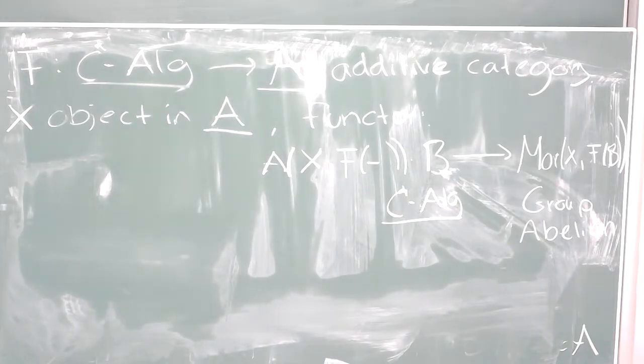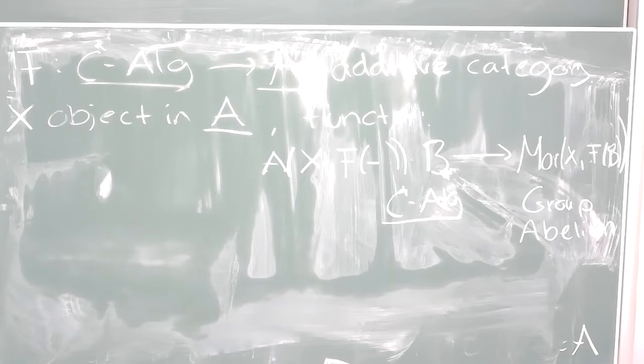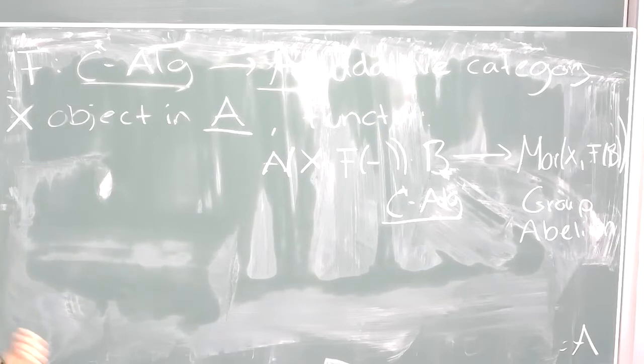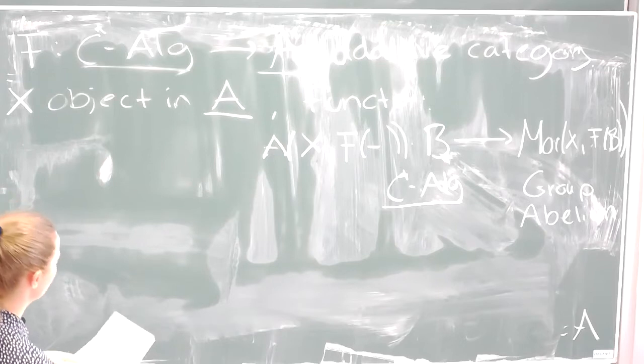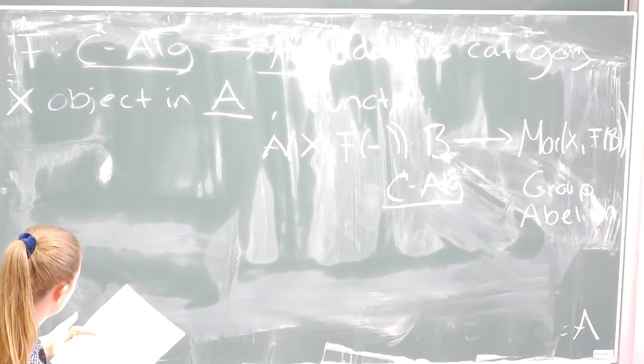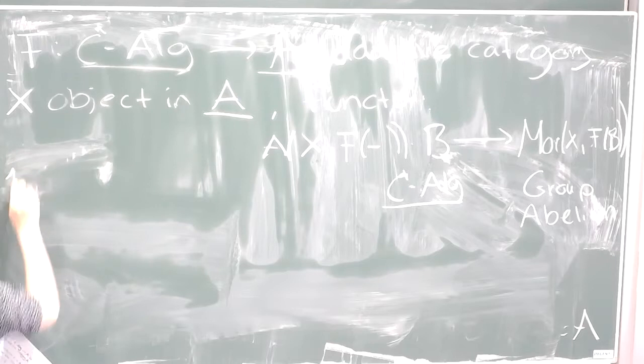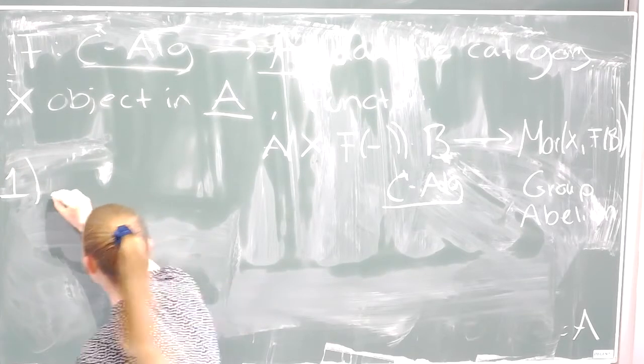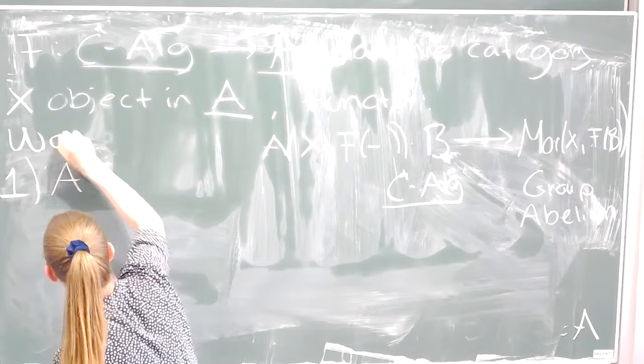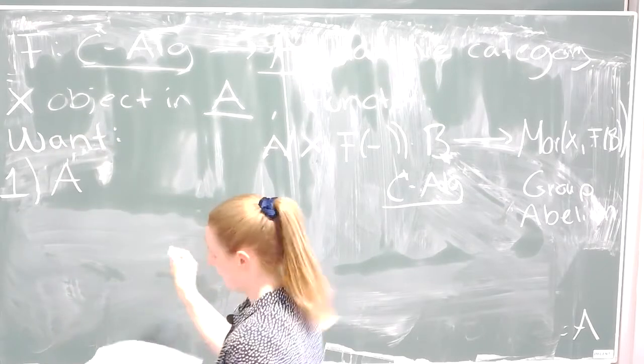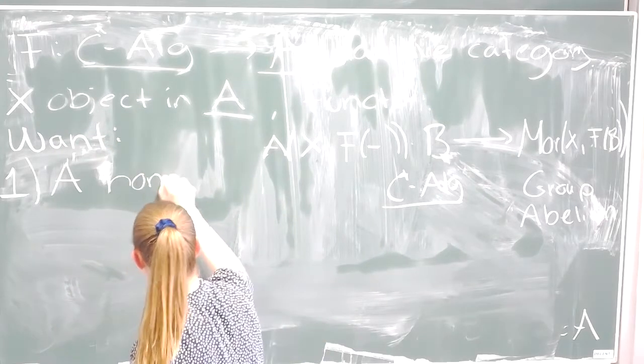Okay. And now we want this functor here to satisfy some conditions, which will turn out to be the conditions we need for this C to be a universal functor. But first note that the first condition is that we want A to be a homotopy functor.